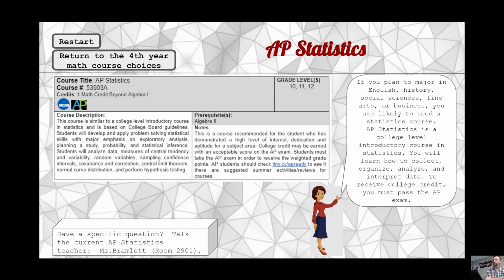So AP Stat, I don't know too much about it. I've never taught AP Stat. Ms. Bramlett does. But of course, for all of these courses, if you have friends that are in those, ask them how hard is it? How much work is there? Try to figure out if it fits in your schedule. Is it something that you're interested in? All of that is good stuff. But Ms. Bramlett's the one that teaches it, and she is in room 2901.